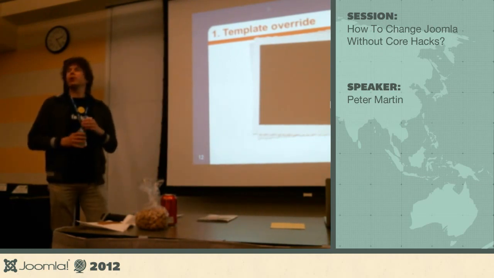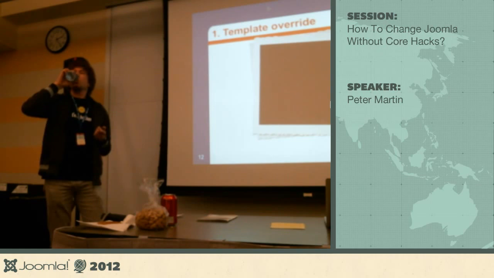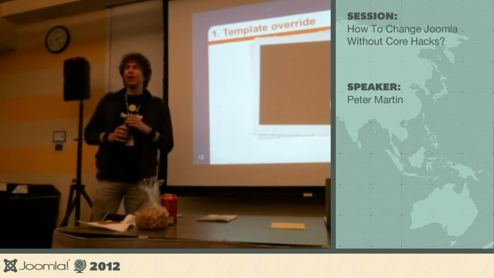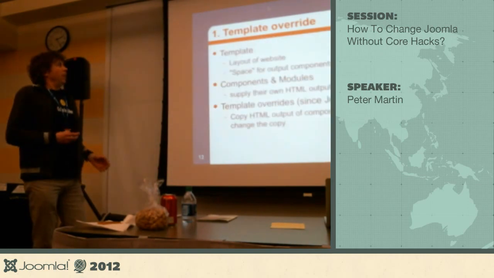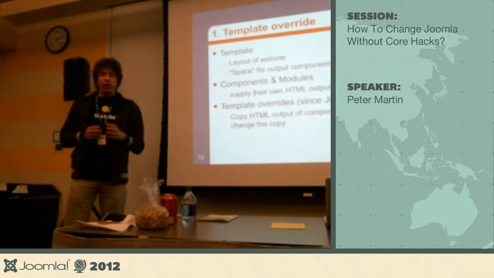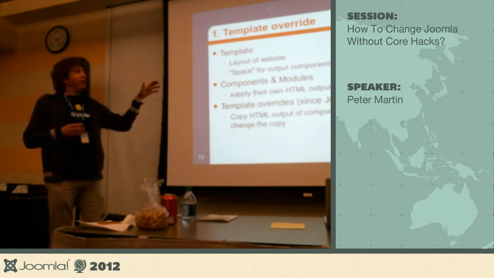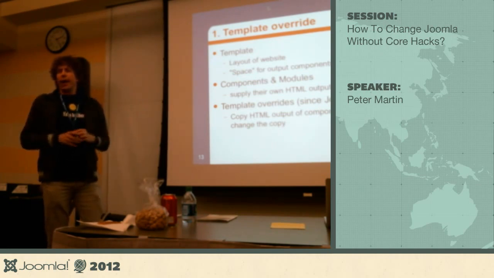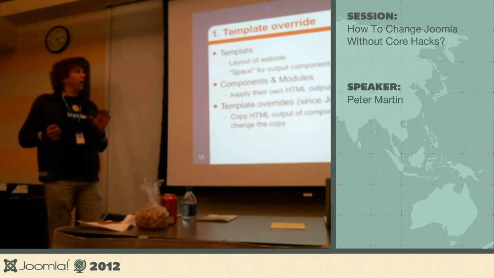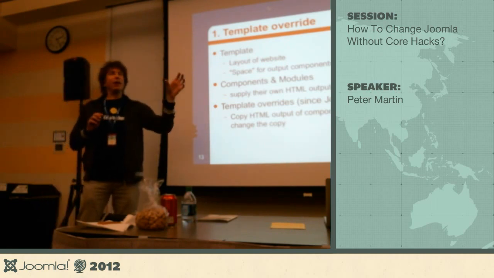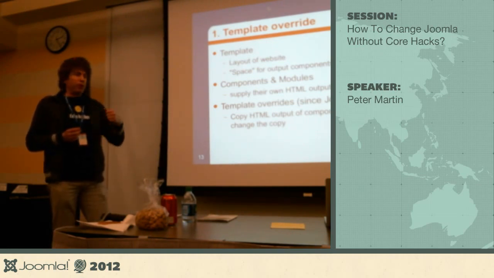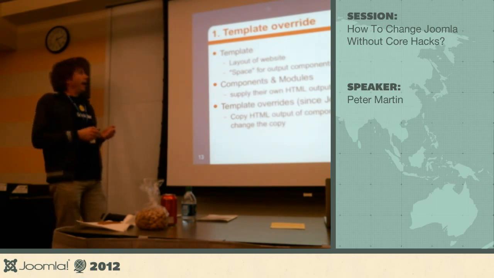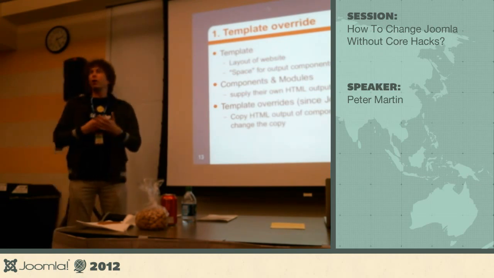all the alternatives is the template override. Who uses template overrides? All right, who doesn't? Okay. Well, in short, a template override. A template in Joomla will show the layout of the website, and besides all the colors, it also has certain designated areas in the template where Joomla will put some HTML output from the components and from the modules. And the components and the modules supply their own HTML output.